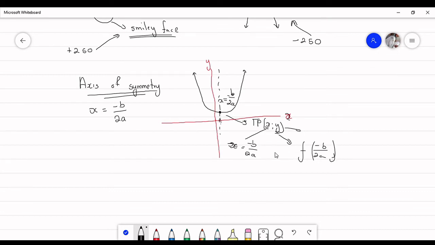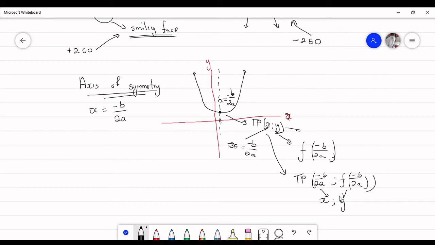So in general, our turning point is equal to the coordinates negative b over 2a, and y when you substitute your x, which is f of negative b over 2a. So this is your x, y.